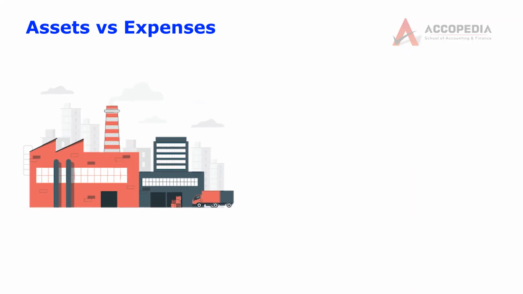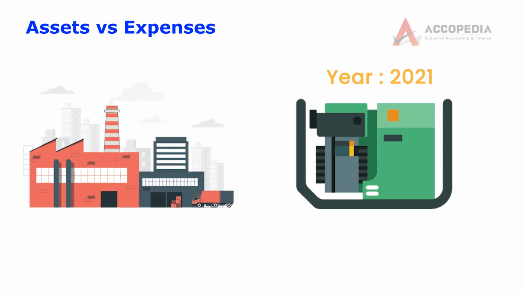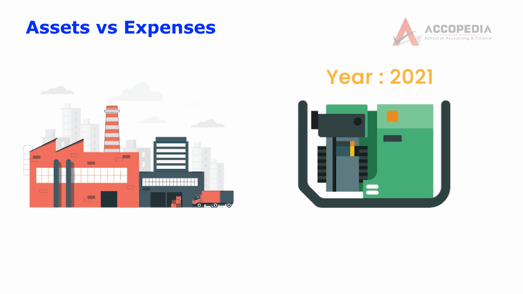For example, if we purchase a generator. Now, generator also results in outflow of funds, just like an expense. But the generator works for many years and gives service to the organization for many years. Therefore, it is treated as an asset.